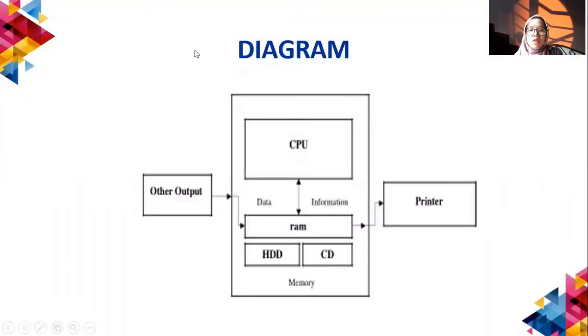Now I would like to present the diagram, which we are using for the CPU. For the CPU, we have two outputs, which are the output and the printer. For the CPU, we have data and information. So in the CPU, we should have RAM, HDD, and CD, and it can cause a memory. So this is the diagram for the CPU.